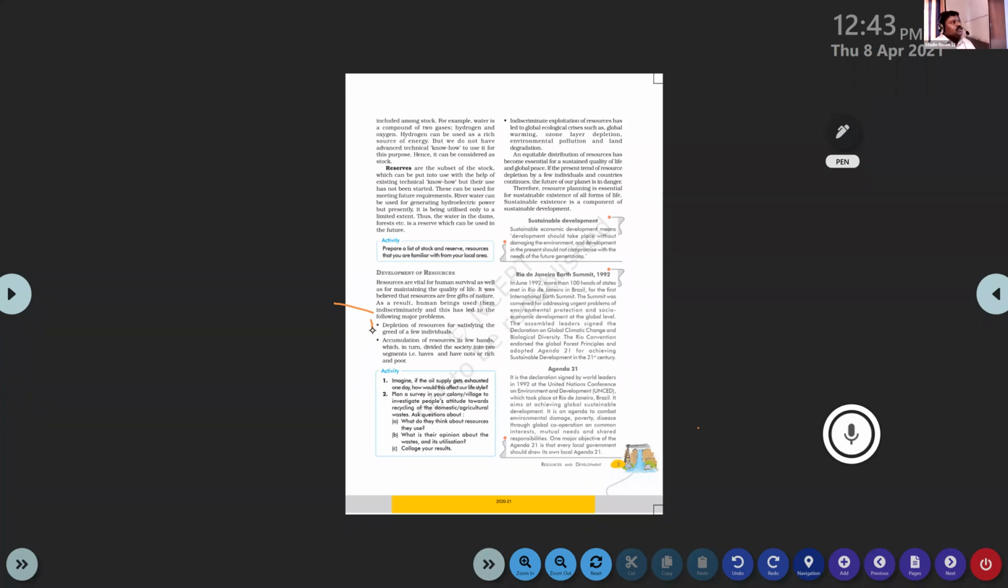Depletion of resources means the quantity and the quality of resources will decrease. Clear? It is decreasing. Basically, some people utilize these resources for their own benefit. They are using the resources in huge quantities. Because of that, the quality and the quantity of the resources will reduce. That's what the first point says: depletion of resources for satisfying the greed of a few individuals.